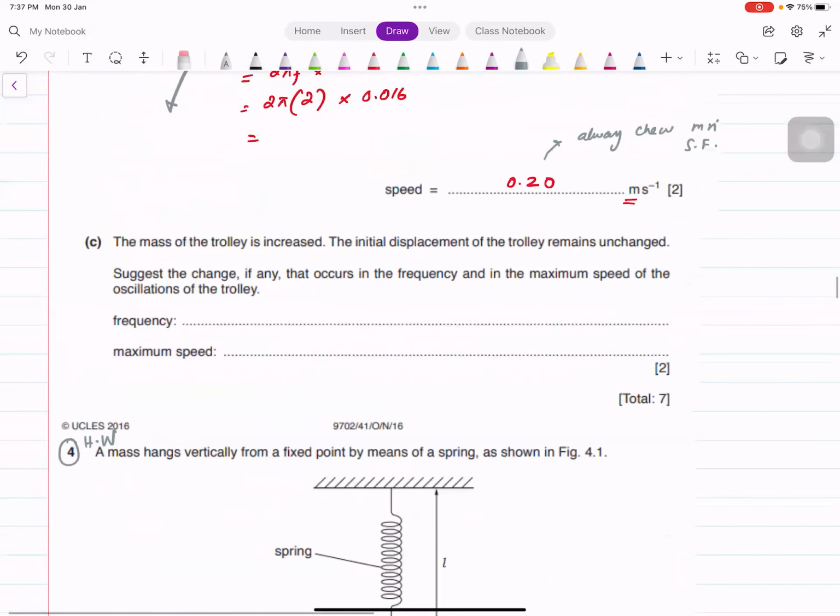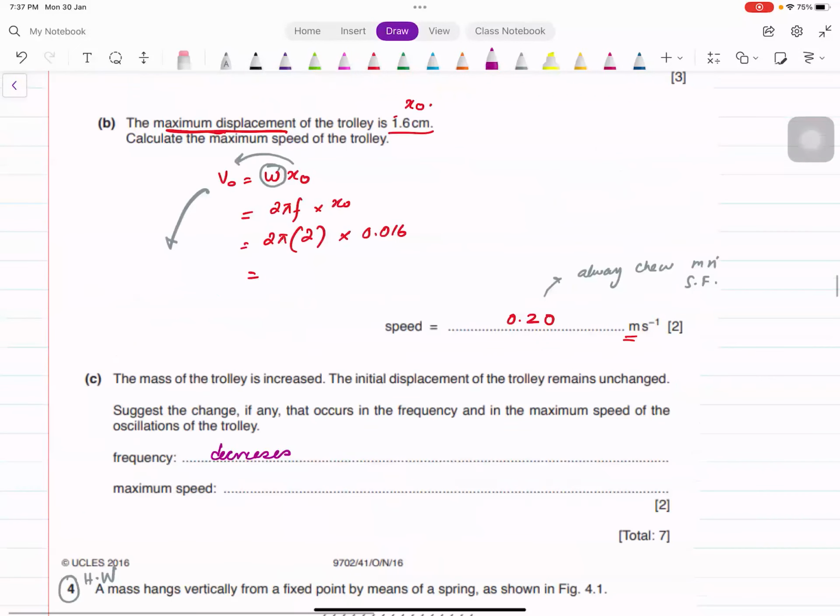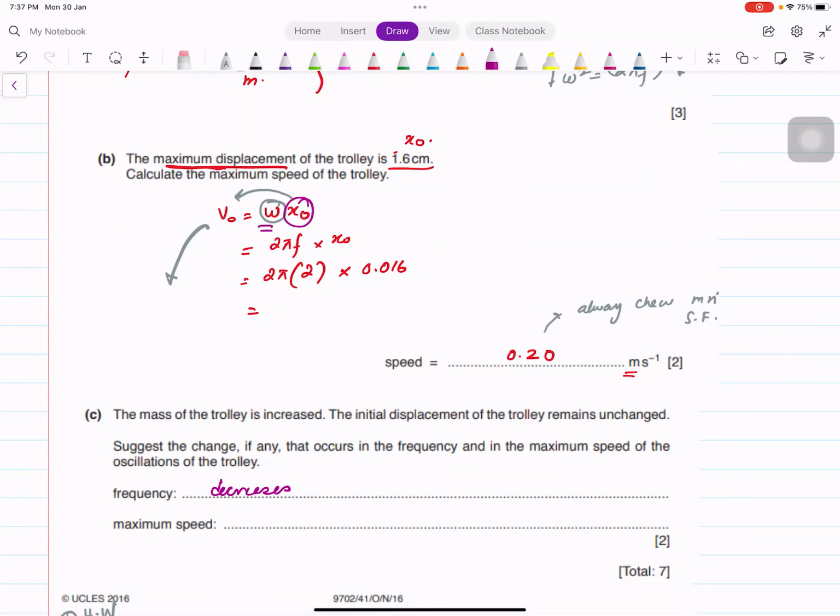All right. Let me change the color. It doesn't look like I'm solving a question. Okay, decreases. What happens to maximum speed? Now, if this is constant and this reduces, then obviously this will also reduce. Direct relationship. So it decreases as well. Do you guys understand this?